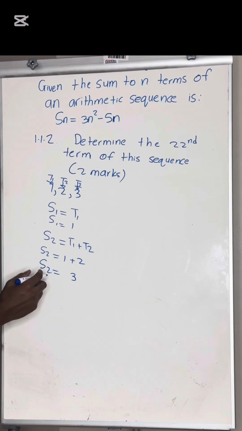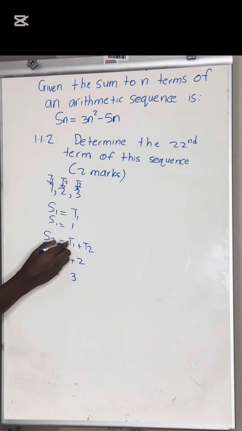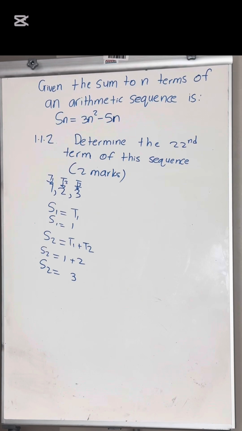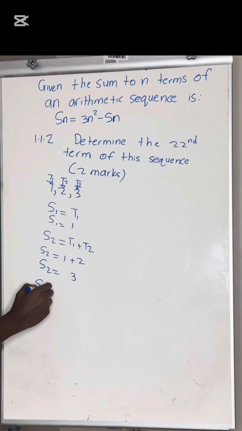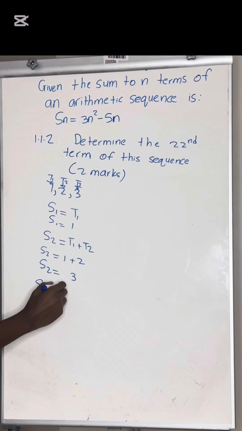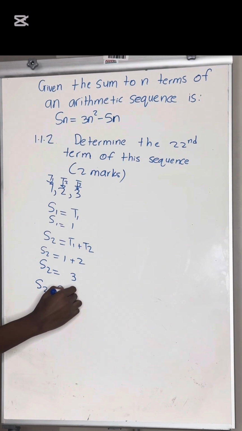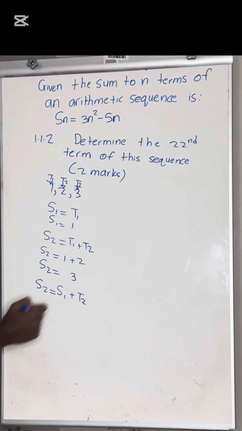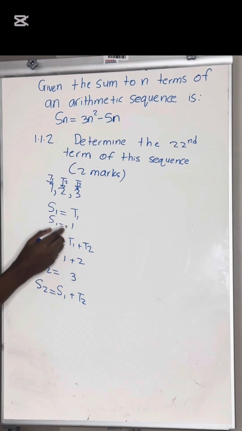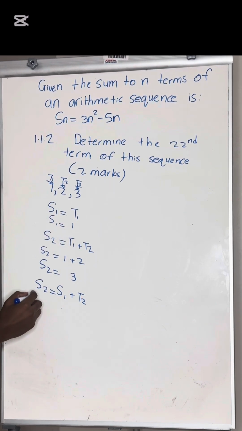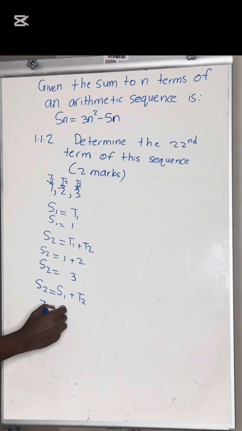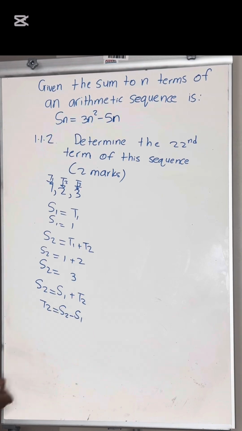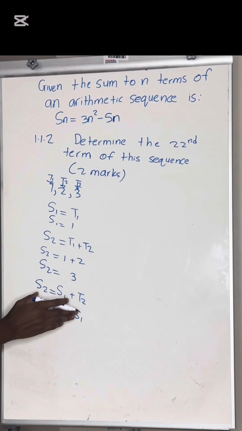But now we should notice something. Remember, we said that term 1 is the same as the sum of the first term of this sequence, which means if you're looking for a formula, you should know that S2 is equal to S1 plus term 2. Because we said term 1 is the sum of the first term. So it comes back to a formula which says term 2 is equal to S2 minus S1. Now this will be useful in answering the question.